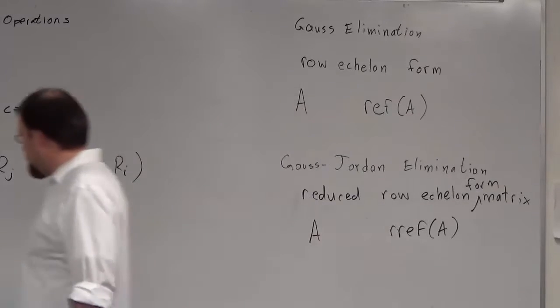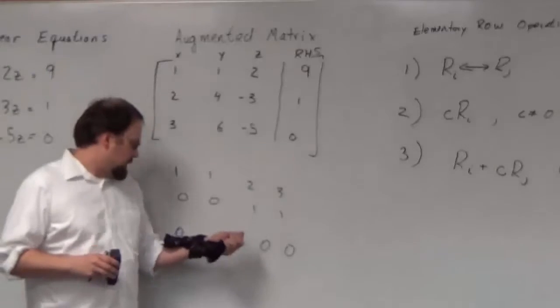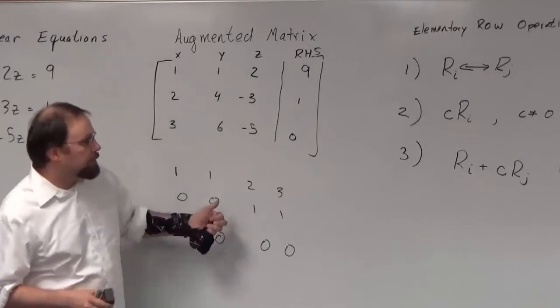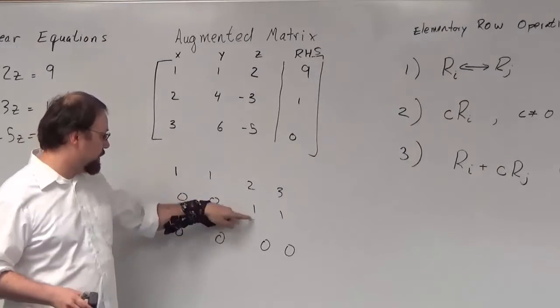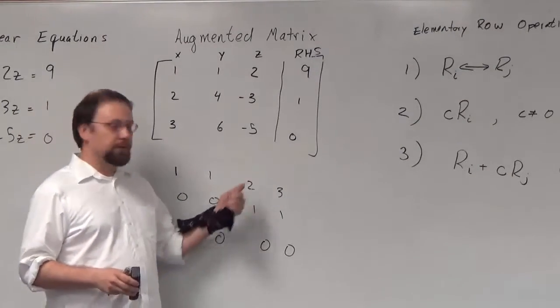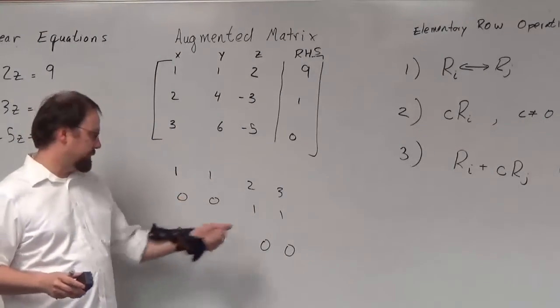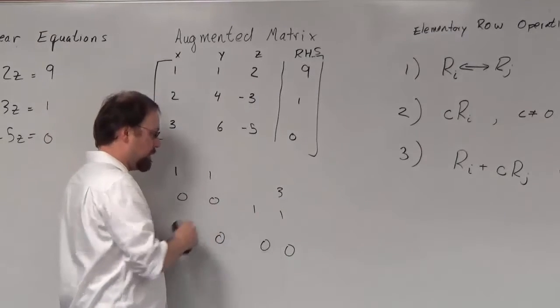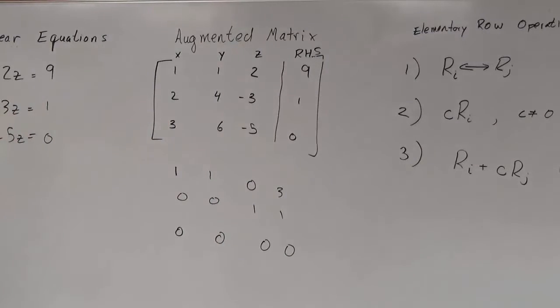So, yeah, a reduced row echelon form matrix, of course, says it's row echelon form in the first place, right? Everything below your leading 1 is zeroed out, but also everything above your leading 1 is zeroed out. So which number needs to be zeroed out? 2, right? So that's an example. It's a reduced row echelon form matrix.